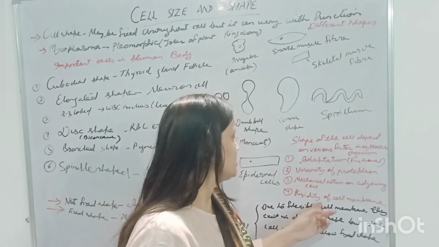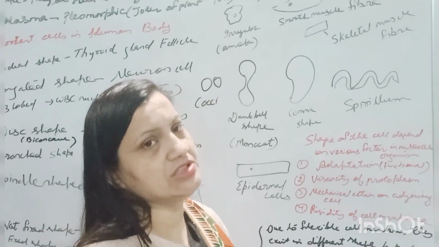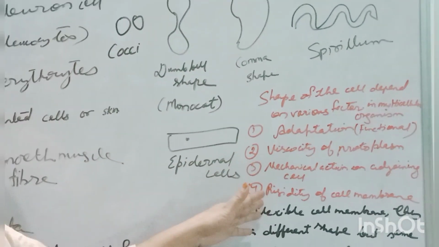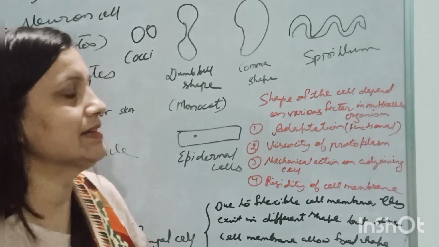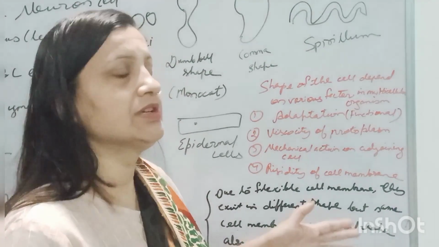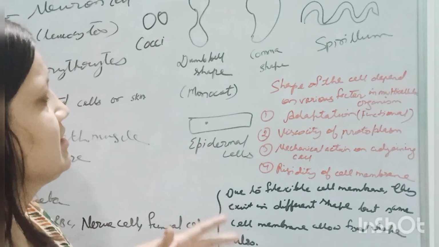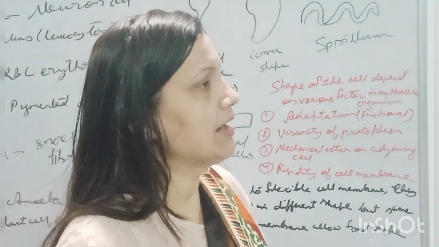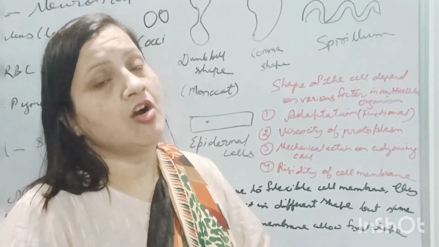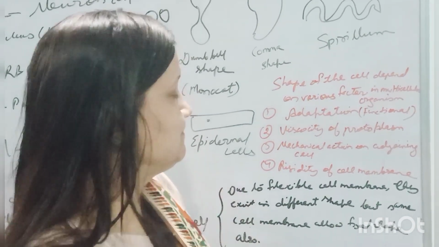Then fourth is the rigidity of the cell membrane. Whether the cell membrane is rigid or not so rigid also decides the cell shape. So these are the factors: adaptation, viscosity, mechanical pressure or action on the adjoining cell, and the rigidity of the cell membrane. Why all these things? All these mainly depend on the cell membrane. If the cell membrane is flexible, then it can exist in different shapes or sizes. Or if the cell shape is fixed, it also depends on the cell membrane.